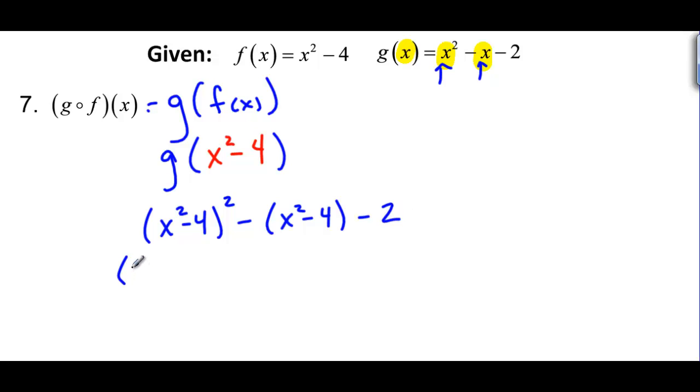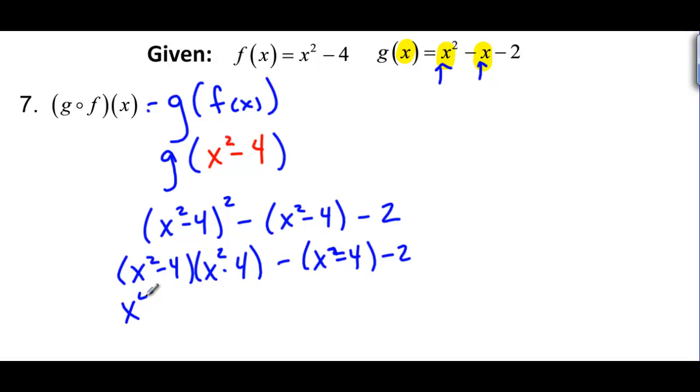So what's the algebra look like? X squared minus 4, but it's squared, so I have to do that twice. Minus x squared minus 4 minus 2. So this is just practice with our algebra. If I distribute here, I'm going to get x to the 4th minus 4x squared minus 4x squared plus 16. If I distribute the negative here, I get minus x squared plus 4 minus 2.